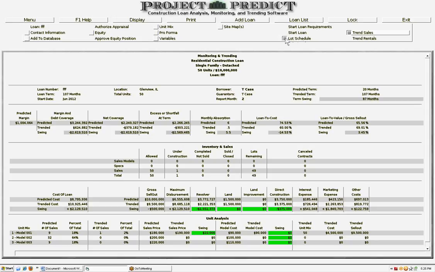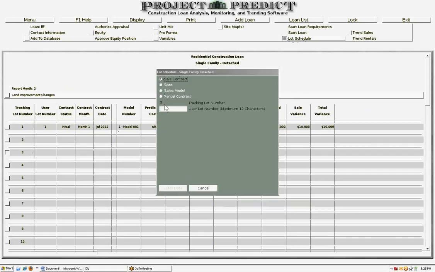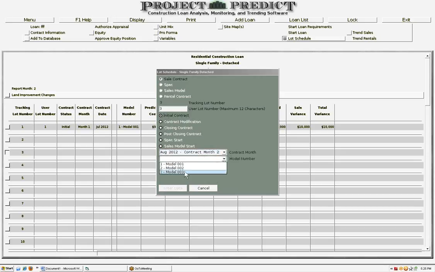Let's see what happens if you add a couple more sales. Let's go to lot 3. Let's put one in. Let's do an initial contract. Let's do the contract month, and we'll move it up to August. And we'll do model number 3, which is the most expensive.